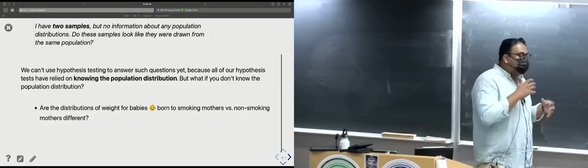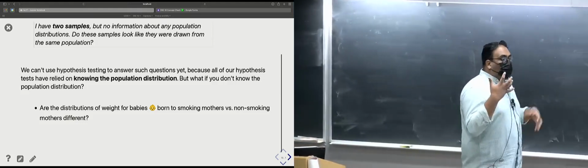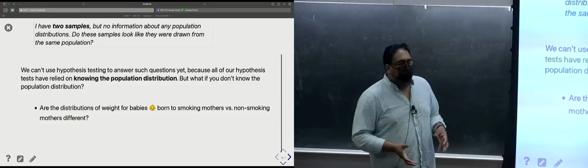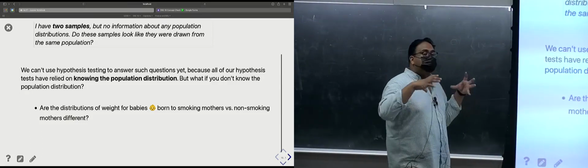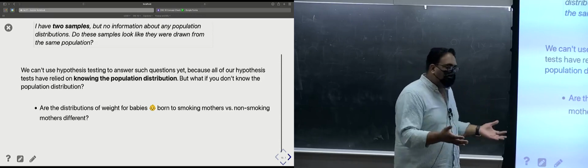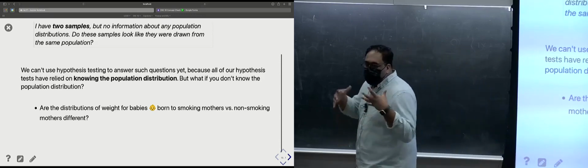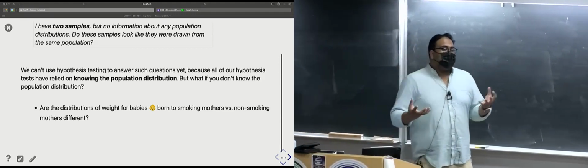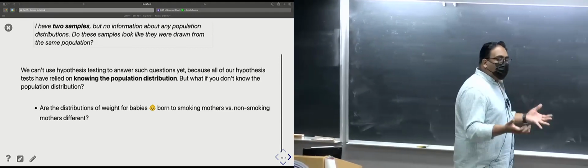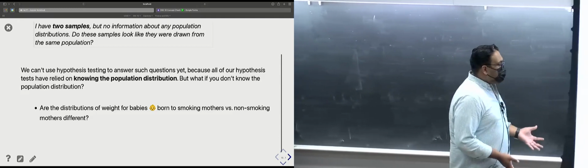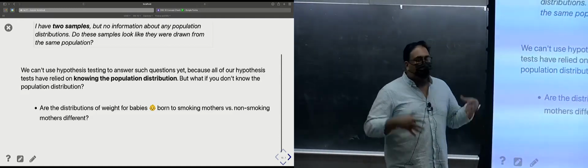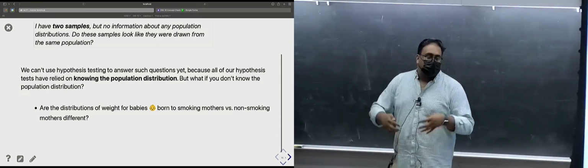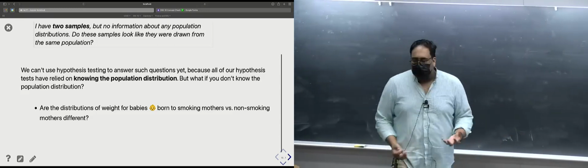I have 2 samples of weights of newborn babies. One sample contains the weights of babies whose mothers didn't smoke while pregnant. And one sample contains the weights of babies whose mothers did smoke while pregnant. Do these 2 samples of baby weights look like they're from the same population distribution? Well, it's kind of hard to answer that right now because I don't know what population distribution I'm talking about. I just have these 2 samples.